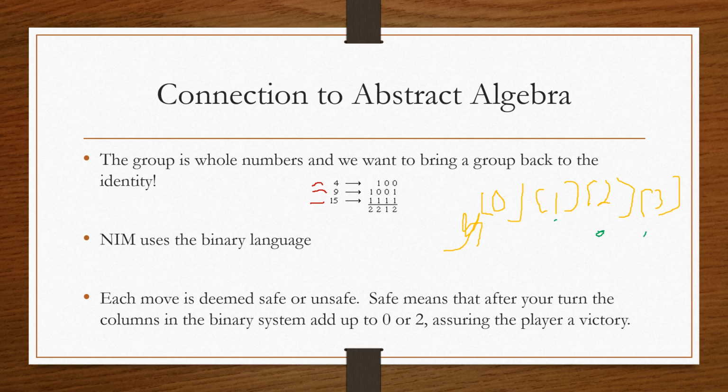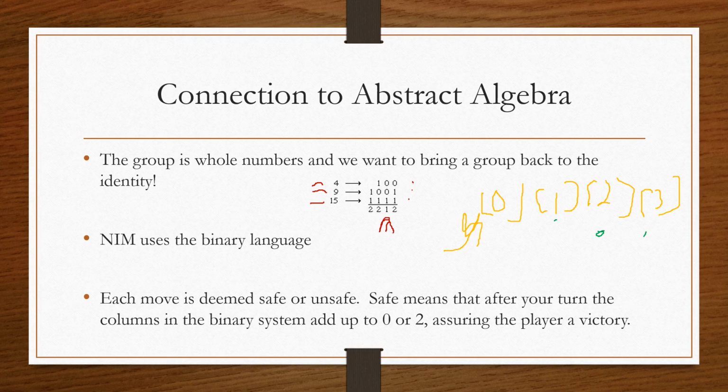Each move is going to be deemed safe or unsafe. I'll explain that a little bit more. A safe move means that after your turn, the columns in the binary system add up to 0 or 2. What the heck am I talking about? As you see right here, we have all these set up with your 4, 9, and 15. So add up the columns. 1 plus 1 is 2, 0s and 1, that's 1, again 2 and 2. Will this be a safe or unsafe move? Unsafe, and the reason it's unsafe is because we have this 1 right here.